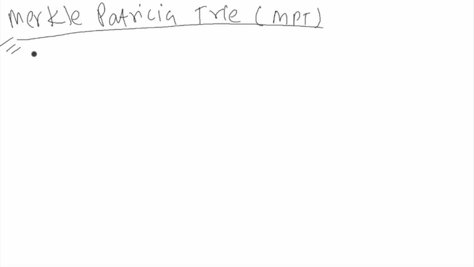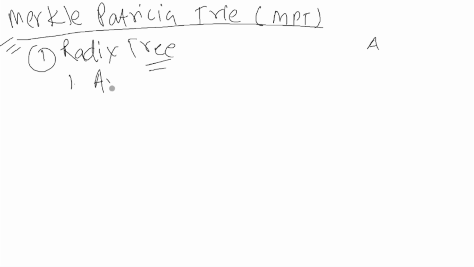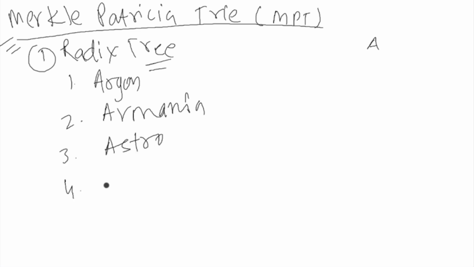Next concept is Merkle Patricia tree. Now this we call MPT. So first thing here which comes is the radix tree. Remember, from data structures or algorithms you heard about the radix tree. So let's say there are four words. First one is argon, second one is Armenia, third one is astro, and fourth one is asterisk.